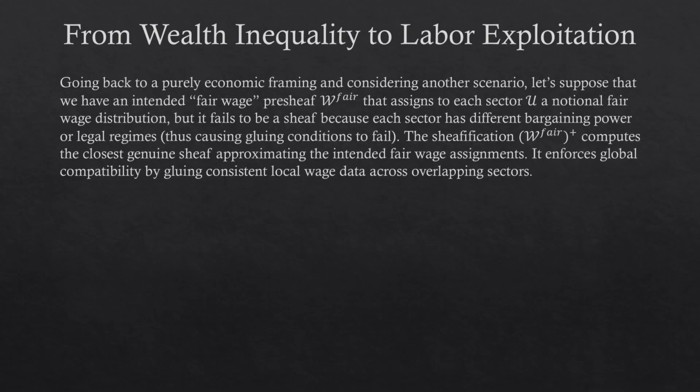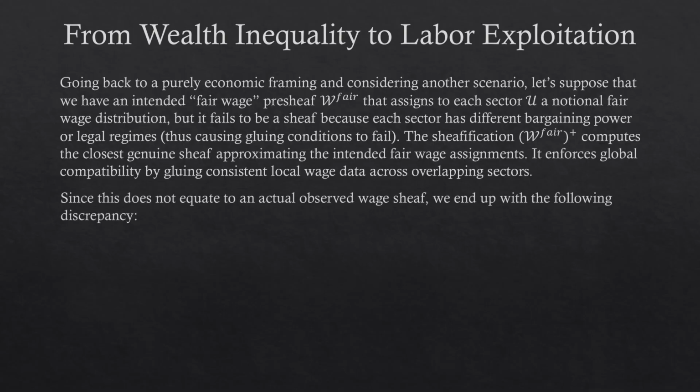Going back to a purely economic framing and considering another scenario, let's suppose that we have an intended fair wage pre-sheaf that assigns to each sector U of our topological space a notional fair wage distribution, but let's say it fails to be a sheaf because each sector has different bargaining power or legal regimes, thus causing gluing conditions to fail. The sheafification of our pre-sheaf computes the closest genuine sheaf approximating the intended fair wage assignments. It enforces global compatibility by gluing consistent local wage data across overlapping sectors. Since this does not equate to an actual observed wage sheaf, we end up with the following discrepancy that we'll call D.